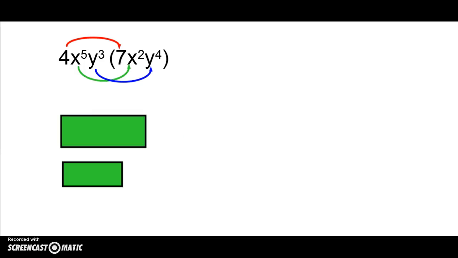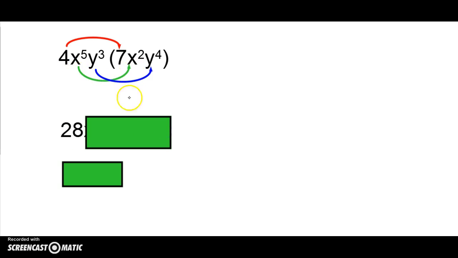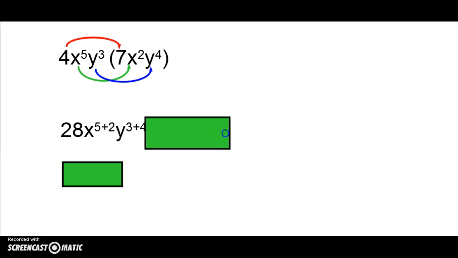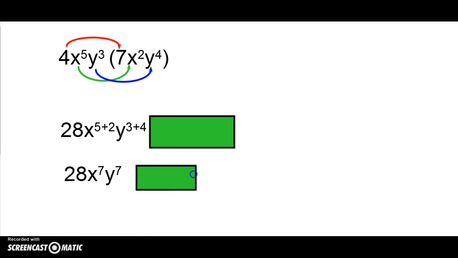Here we go. Multiply the coefficients first. So 4 times 7 is 28. Keep the x and then add its exponents. So x, and then the exponent would be 5 plus 2. Then keep the y separate, and you keep the base, the y, and then add 3 plus 4 for the exponent. And so that one actually worked out pretty even. 28 x to the 7th, y to the 7th.